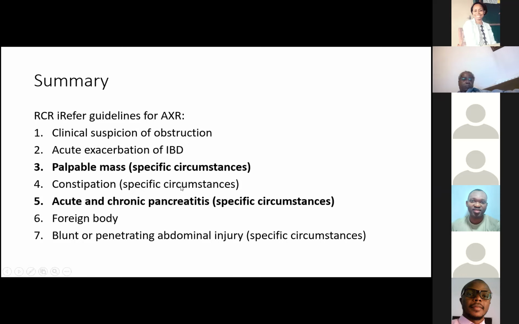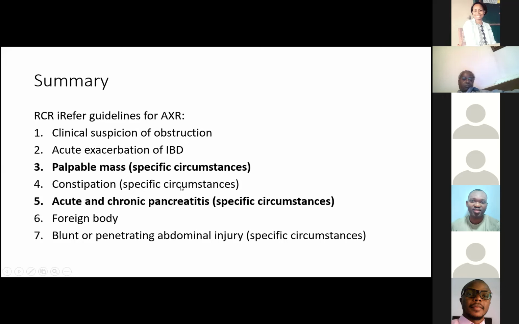Number three is palpable mass. And this is one case where I think there's really no indication for plain films. So I'm a bit at odds with the Royal College guidelines from, I think, 2016. The first exam with a palpable mass should be ultrasound rather than abdominal X-ray. And I can't really think of any case where I'll do an abdominal X-ray first. If you see a palpable mass, it's ultrasound first, and then after that, it's going to be CT scan.